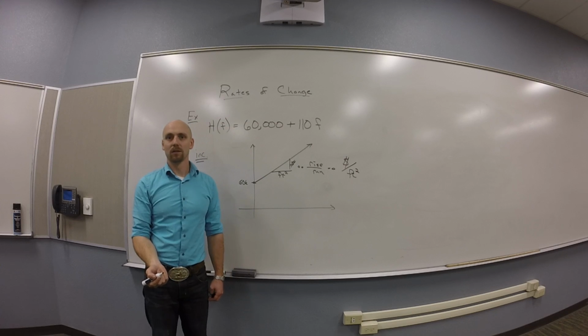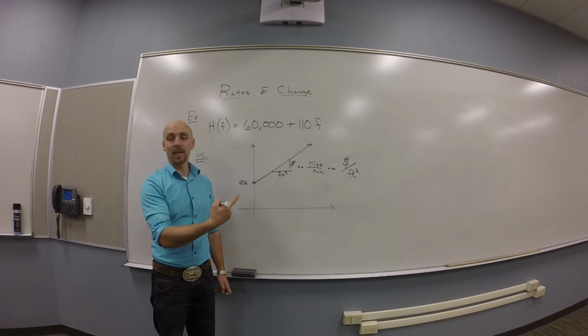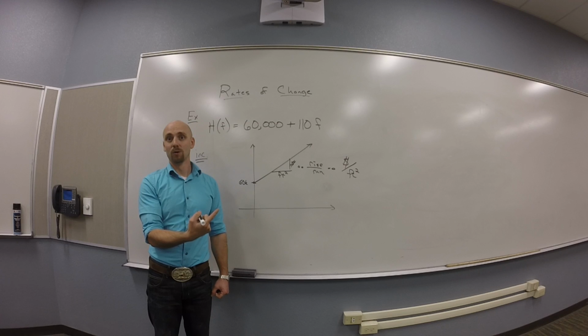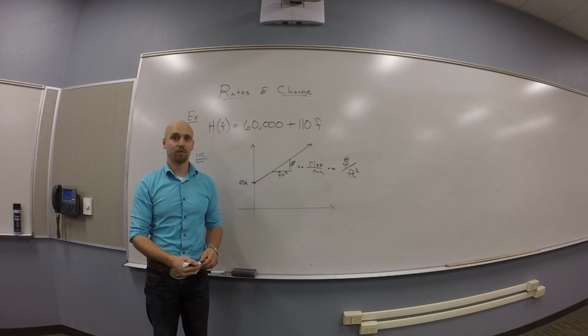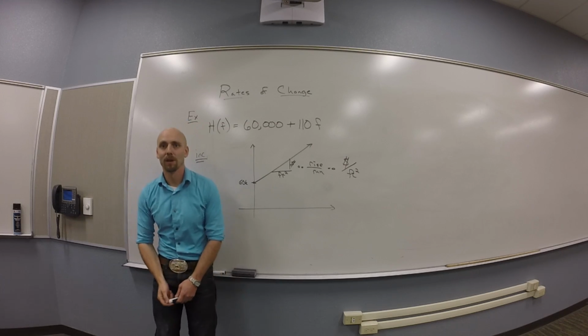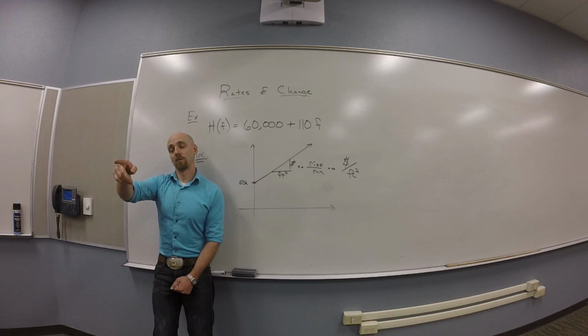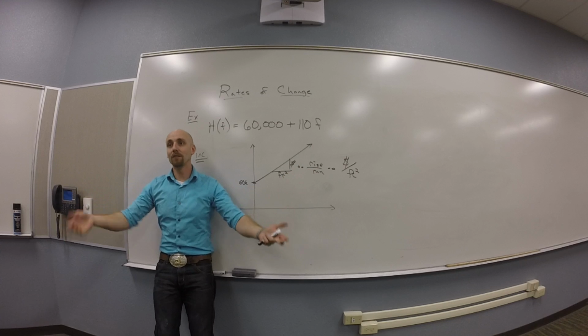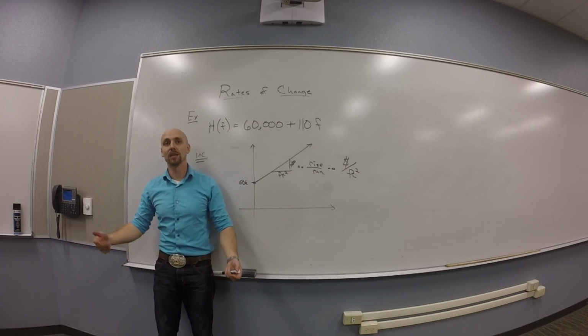You guys all see that? And the slope is 110, right? Which means what in terms of, like, interpret that a little bit for me. For every square foot, the price goes up by 110. Perfect. Right? For every extra square foot you get, you expect to pay another $110.